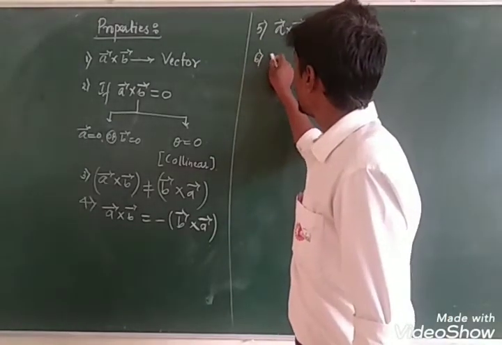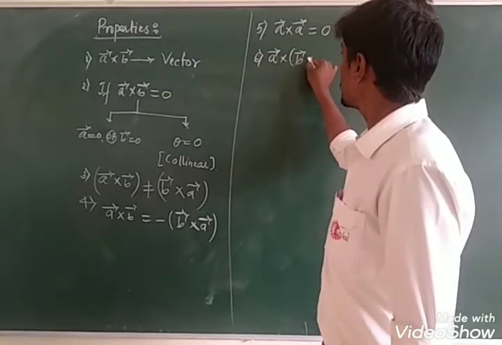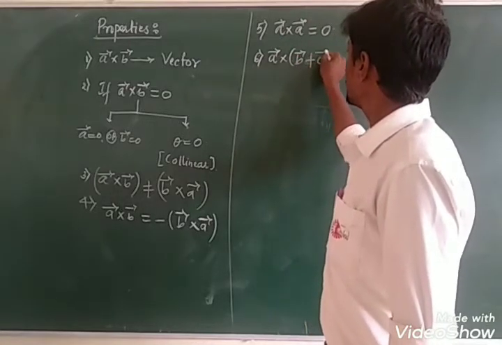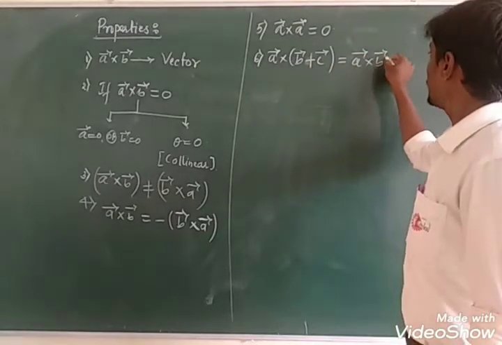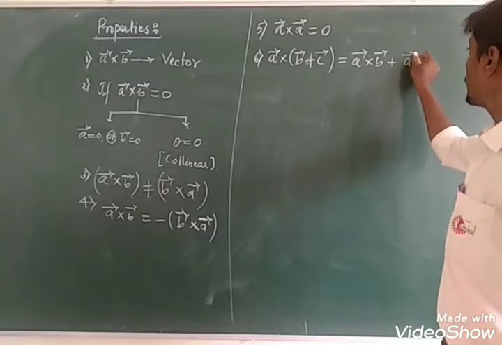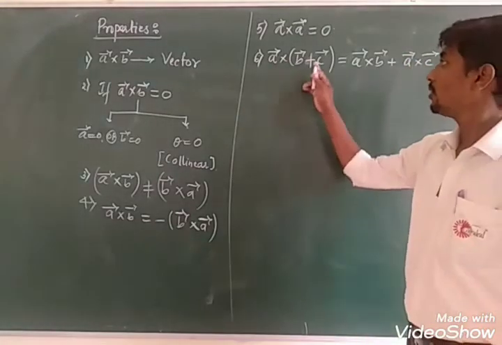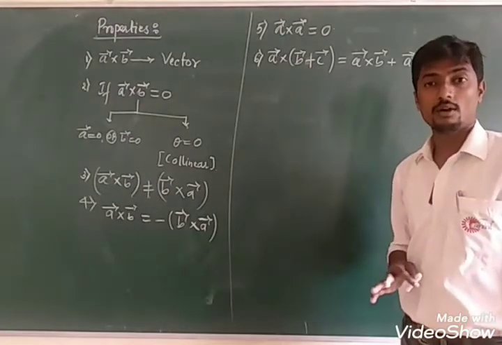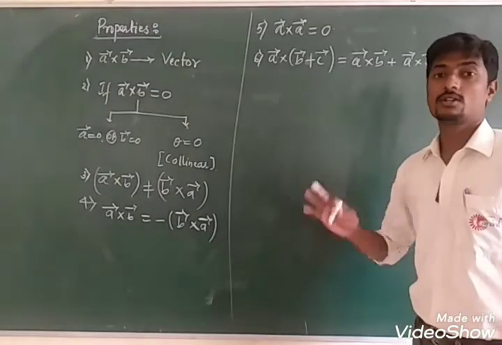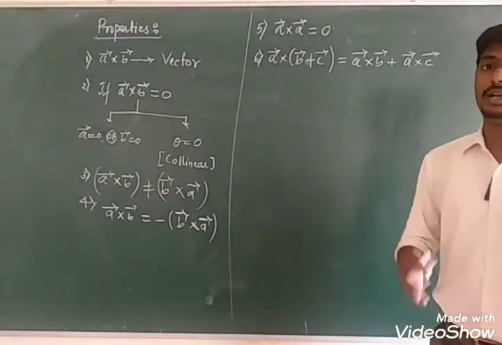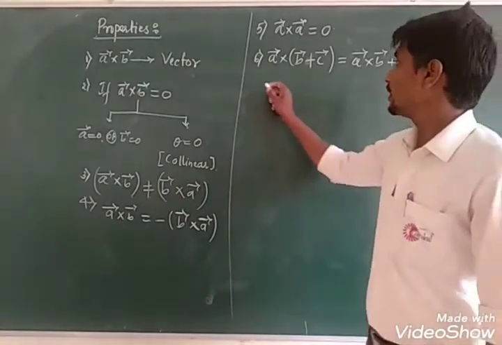Sixth property: A cross (B plus C) is equal to A cross B plus A cross C. Here we do not change the order. If you change the order, then definitely the negative sign will come in because of the direction of the resultant vector coming out of A cross B. So this is another property.